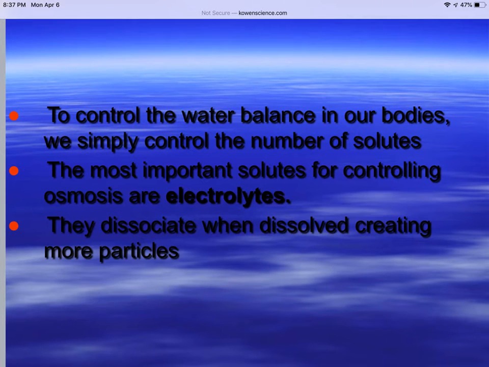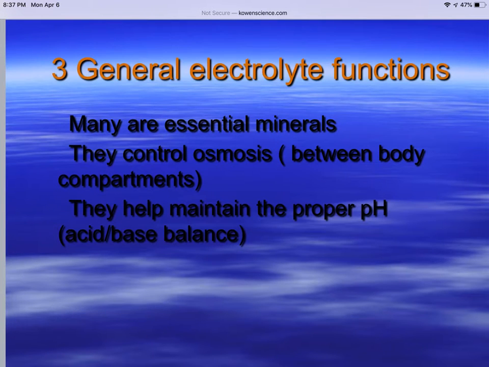In order to control the water balance in our bodies, we control the number of solutes. The most important solutes to control are the electrolytes, because they dissociate when they dissolve and create more particles. The three general functions of the electrolytes: they're essential minerals. They control osmosis between the body and the body compartments. This is the movement of water from an area of high concentration to an area of low concentration. They also help to control the pH, the balance between the acids and the bases in the body.